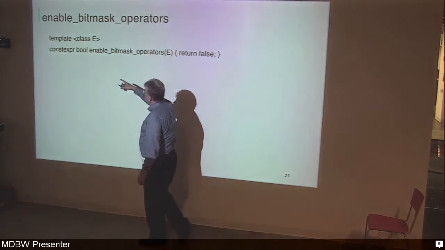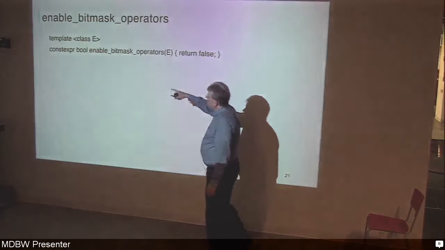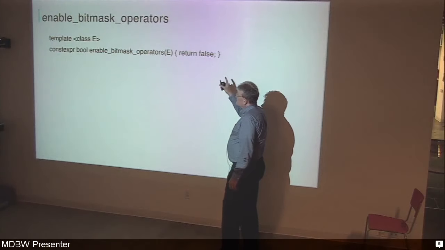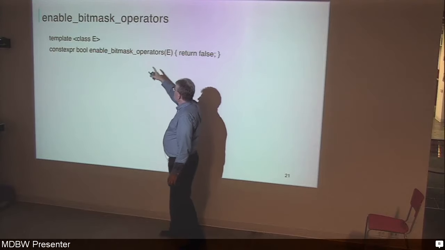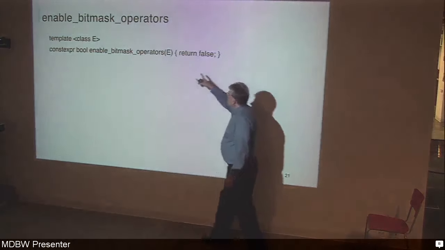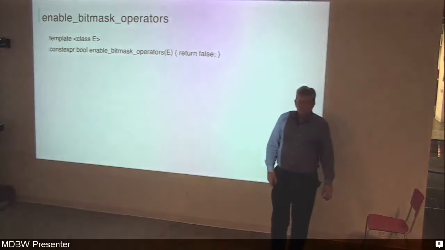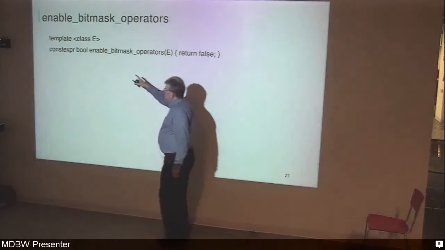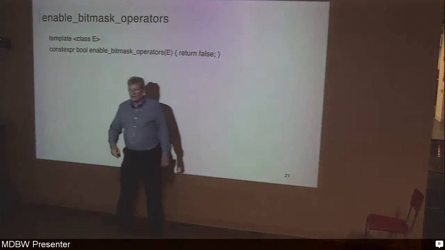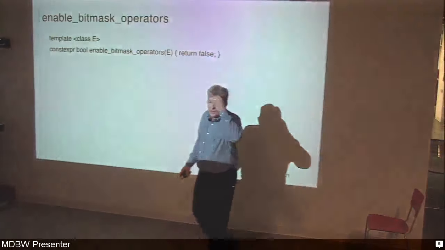So we're going to create this template on some enum, and what we're going to say is that the template is called enable_bitmask_operators, and by default, it's going to just return false. And it's going to be evaluated constexpr. It's going to be evaluated at compile time. Okay.